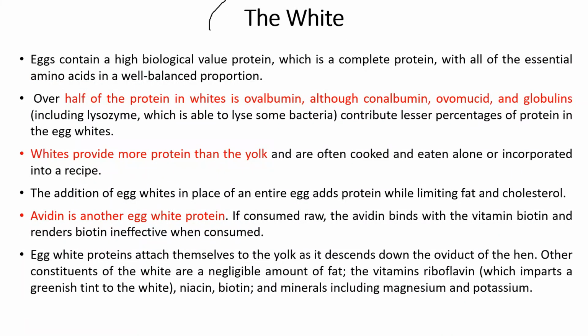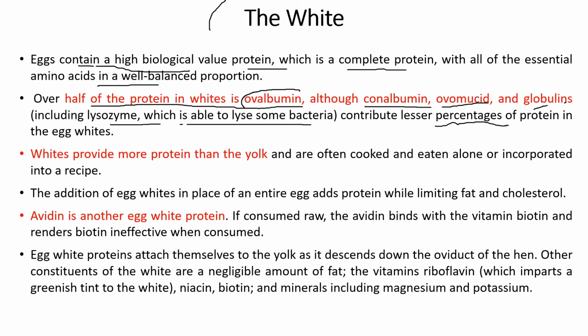So talking more about the white, the egg contains a high biological value protein, which is a complete protein with all of the essential amino acids in a well-balanced proportion. Also, over half of the protein in whites is ovalbumin. So ovalbumin is the protein that is present in the white, along with conalbumin, ovomucin, and globulins, which include the lysozyme, which is able to lyse some bacteria, and contribute lesser percentages of protein in the egg whites. So the main protein that is present in the egg white is ovalbumin. Pardon for that.